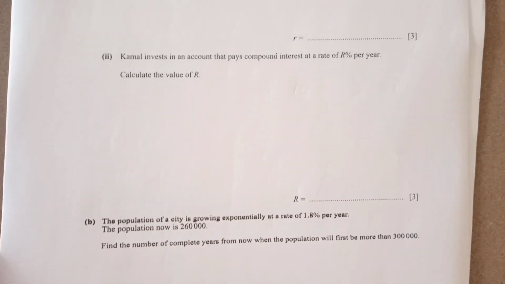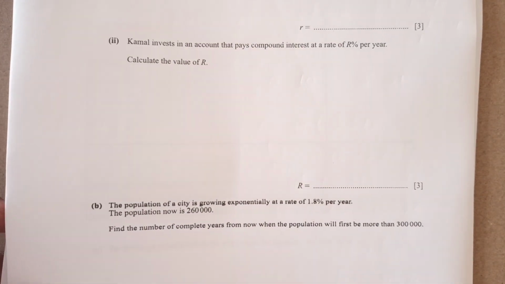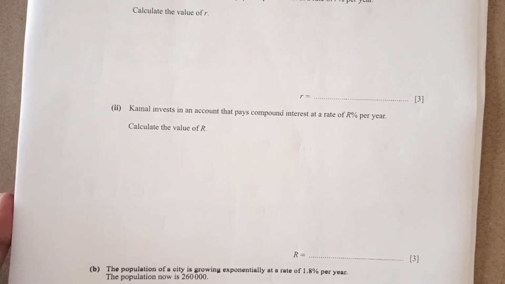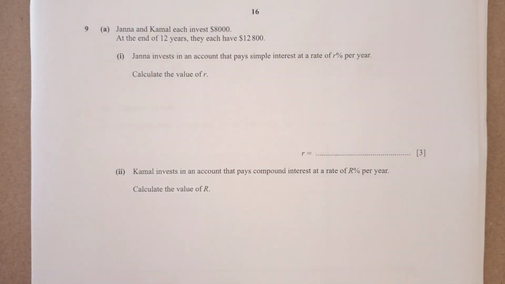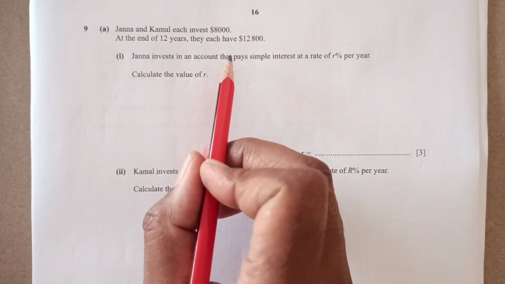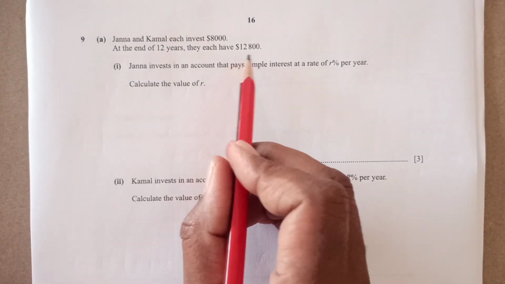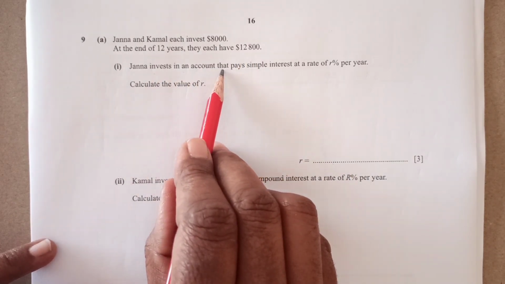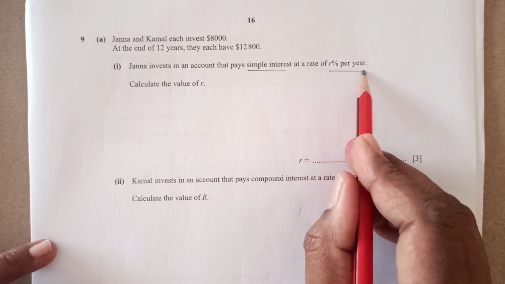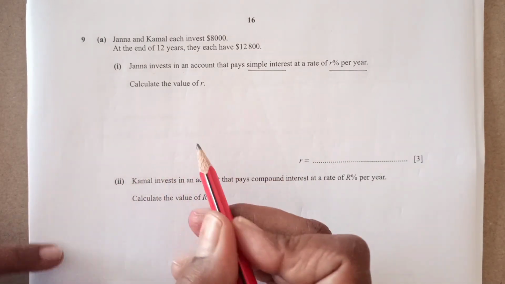So now let's move to the next question. Number 9 we have here. Jana and Kamal each invest $8,000. At the end of 12 years, they each have $12,800. Jana invests in an account that pays simple interest at a rate of R%. Calculate the value of R.